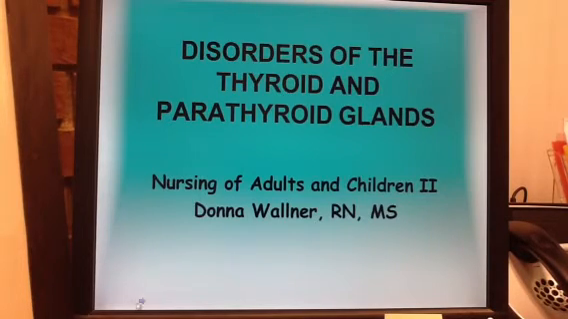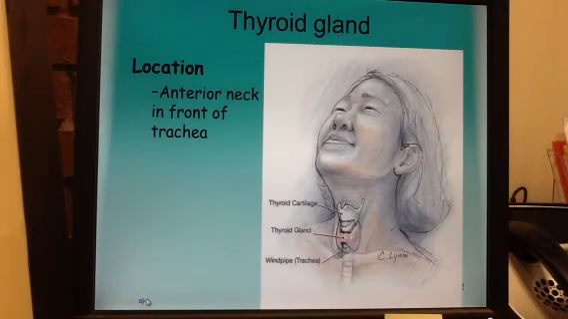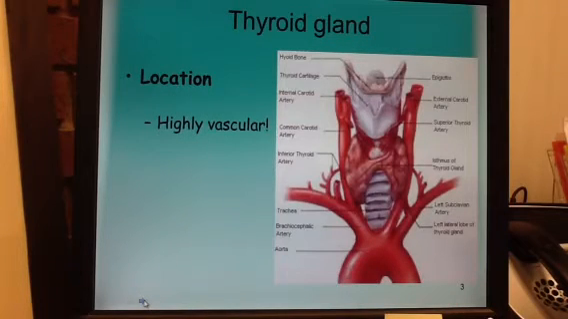The thyroid gland is located in the anterior neck in front of your trachea. You can see it here. It's got two lobes with a bridge between the two, kind of crosses over the windpipe. It's a very vascular organ. That has implications for any kind of surgery that's done. The thyroid hormone is produced by the thyroid gland in response to hormonal stimulation, and then the thyroid hormone enters the bloodstream from there.